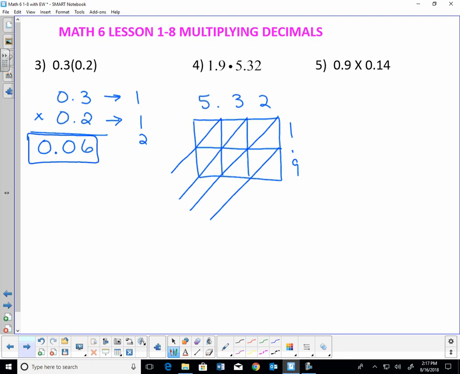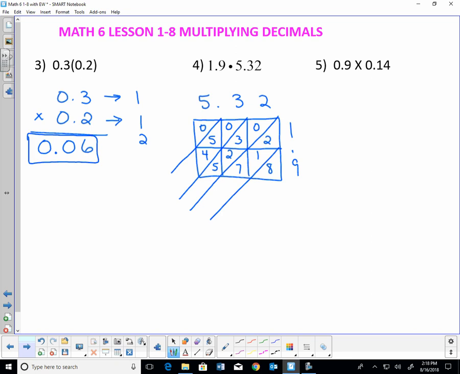1 times 2 is 2. 1 times 3 is 3. 1 times 5 is 5. 9 times 2 is 18. 9 times 3 is 27. 9 times 5 is 45. Add along my diagonals.